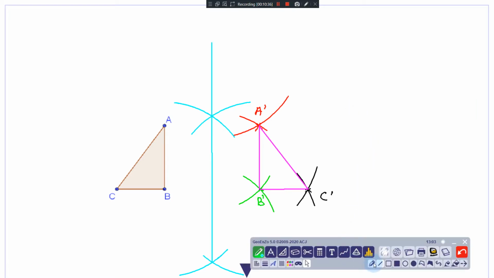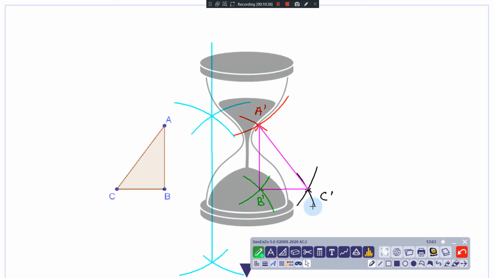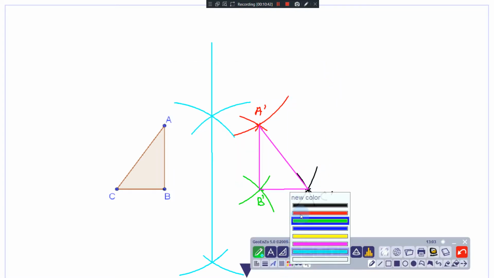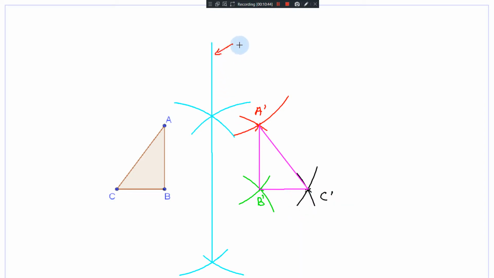Okay, and then label it. Oh, new color. Oh, let me change it. So this is the axis of reflection.